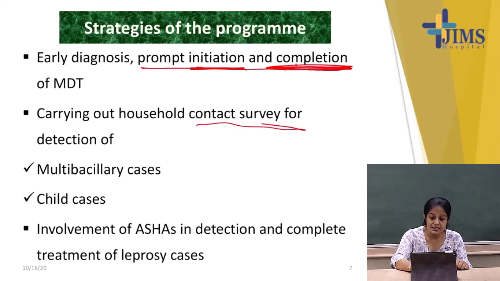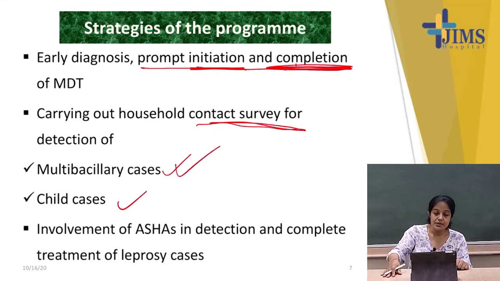And for the contact survey, more emphasis is given to the multibacillary cases and child cases. Why the multibacillary cases? Because multibacillary cases are more indicative of the chronicity of the disease condition, because the patches take a long period. If we find a larger number of multibacillary cases in a certain year or in a certain area, that is indicative that in this particular area our frontline health workers, or we ourselves, are not working well. We are not going to the community, we are not doing anything for detection of leprosy.